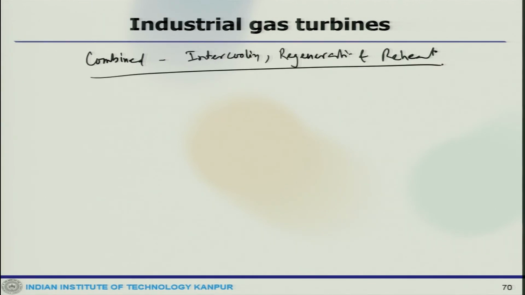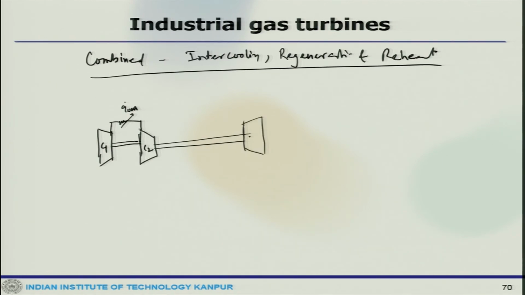So, how does it look? You have a compressor C1 connected with compressor C2, and in between there would be an intercooler. So, this is Q out. Now, C2 is connected with turbine T1.